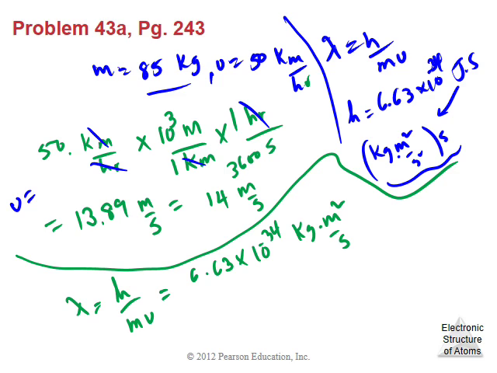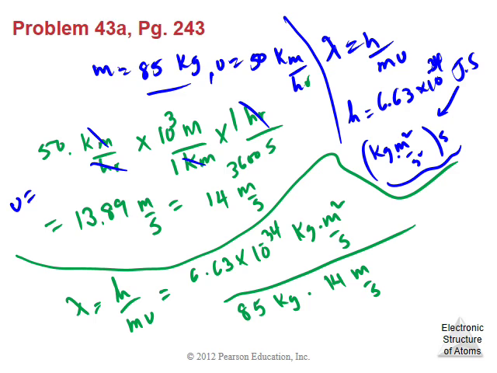Make sure to double check, because it's joule times second. Joule is kilogram meter squared per second squared. Then you are multiplying also by second. That's how we get kilogram meter squared per second on the top. On the bottom, mass is in kilogram, so it'd be 85 kilogram times velocity, which is 14 meter per second.